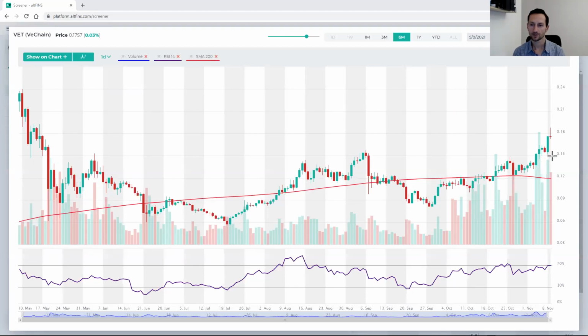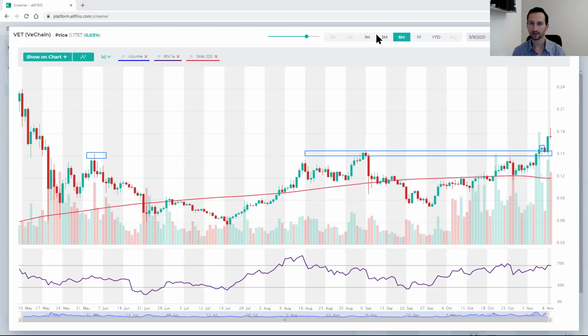15 cents, or about 16 cents if you include that peak here and even this little peak here, was the real zone, right? Not a specific level, but maybe 15 to 16 cents was the zone. And it did break and close above it a couple of days ago, right here.